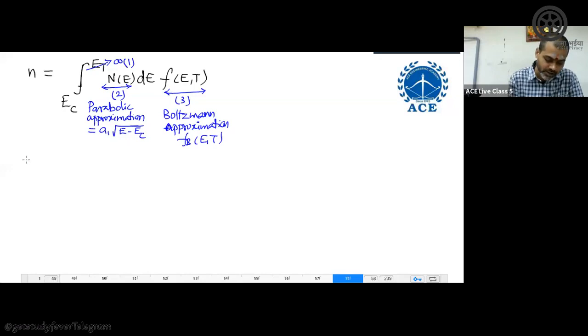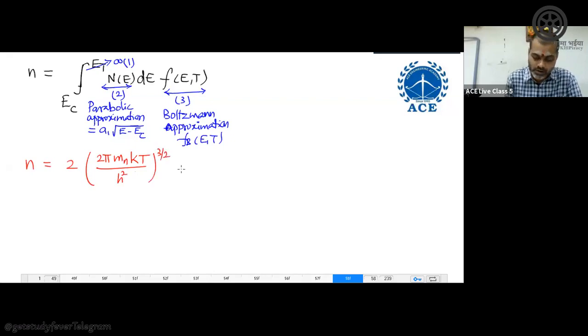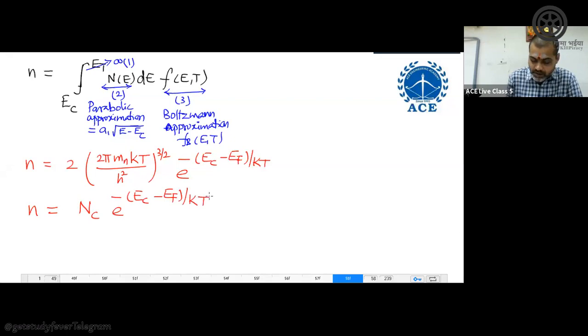I am going to get n is equal to 2 times (2 pi mn kT divided by h square) whole power 3 by 2, into e power minus (EC minus EF) divided by kT. Or I can say simply n is equal to this entire term, which we will take as Nc, so n is equal to Nc e power minus (EC minus EF) divided by kT.